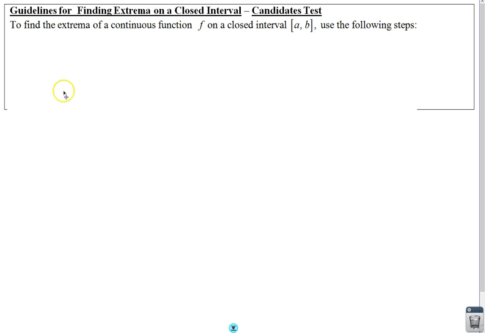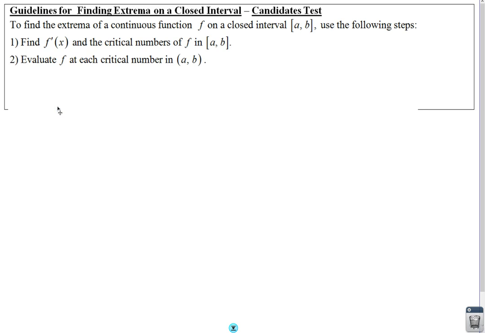So to find the extrema of a continuous function on a closed interval, use the following steps. First step. Number one, find f prime of x and the critical numbers of f in AB. We did that by finding the horizontal tangents first, and then we found where f prime of x did not exist. Sometimes that happened, sometimes it didn't. And that's going to be the same thing where f prime of x is equal to 0. Sometimes it happens, sometimes it doesn't. But either way, those will give you your critical numbers.